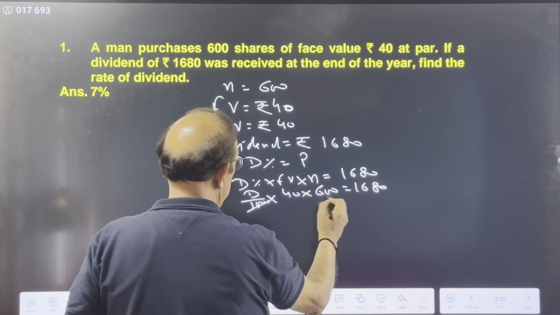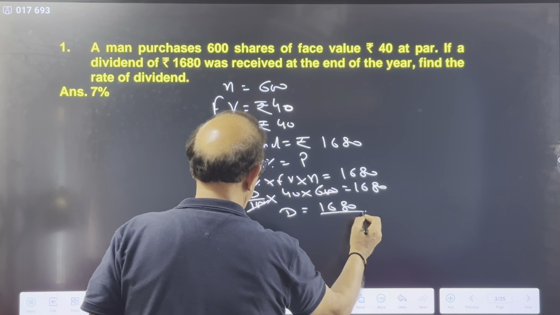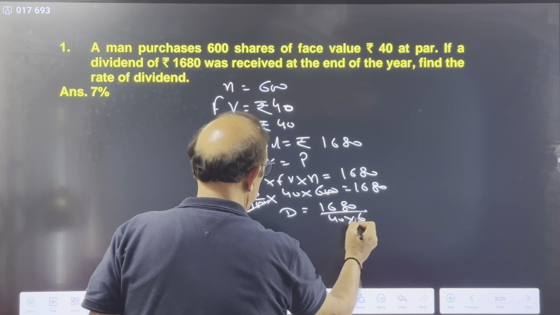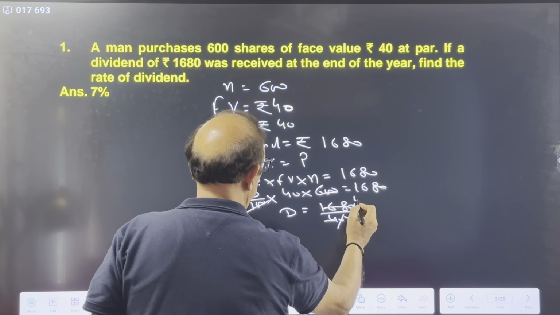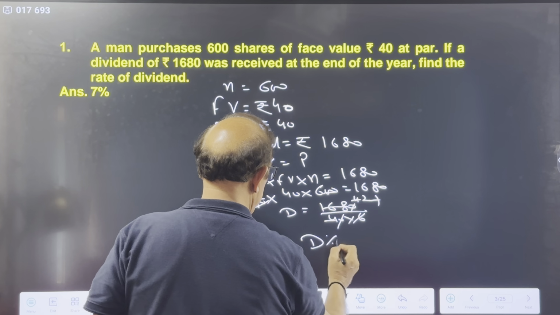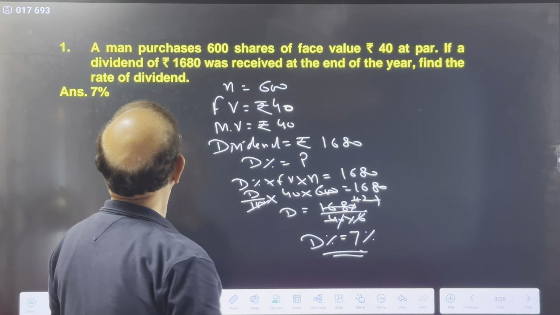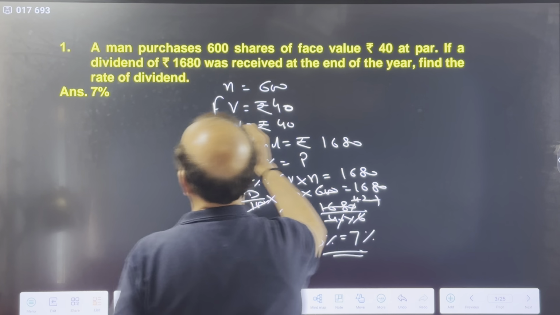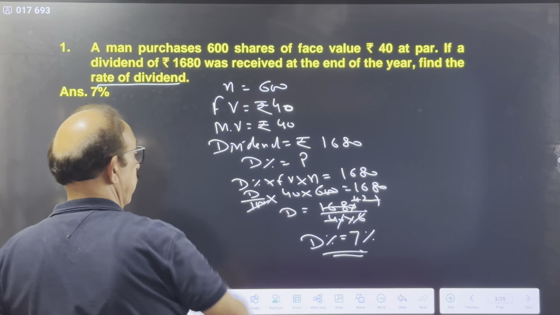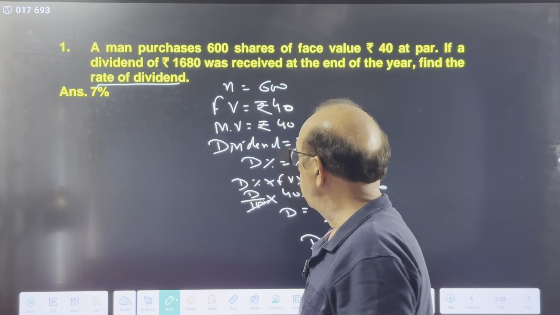Now cancel 20. D is equal to 1680 upon 40 into 6. 4 4 the 4, 2 the 6, 7 the. D is equal to 7. D% is equal to 7. You have to find the rate of dividend. Rate means percent. Dividend percent. So dividend percent is 7%. Question number 2.